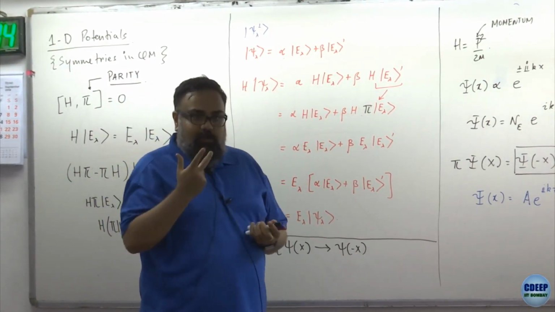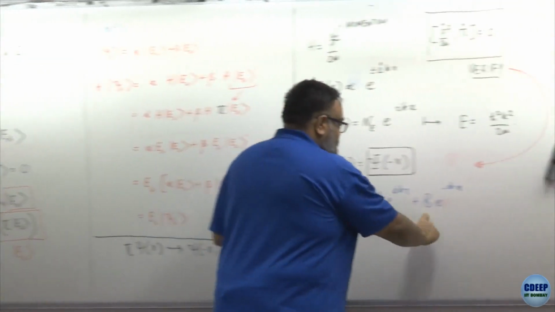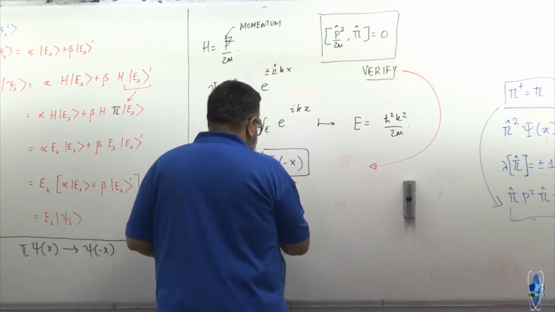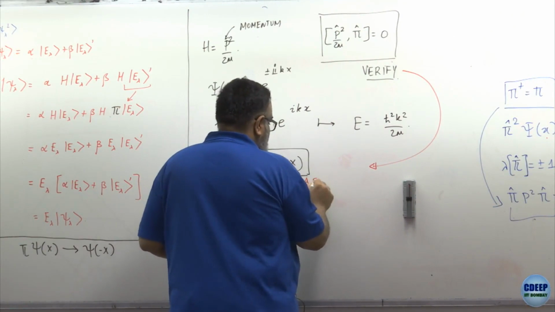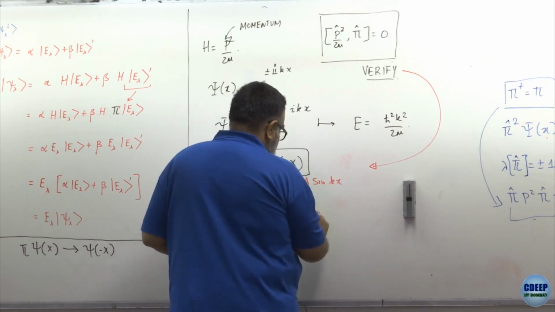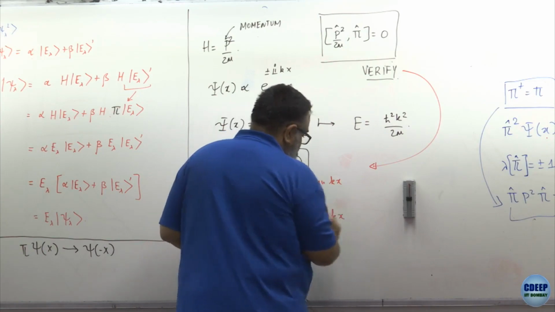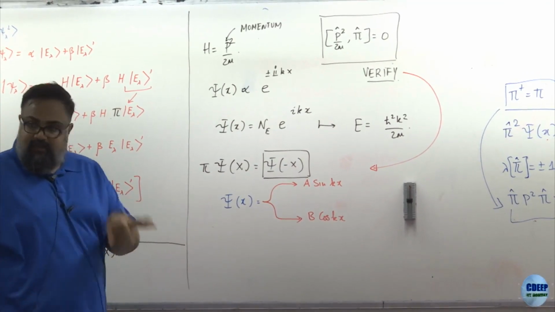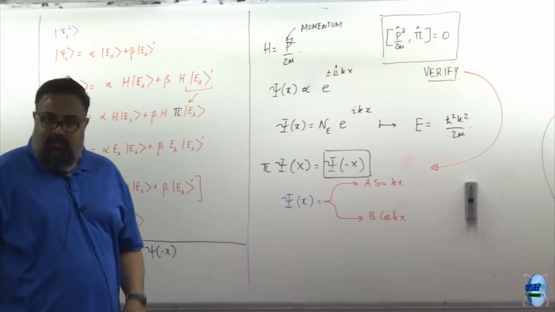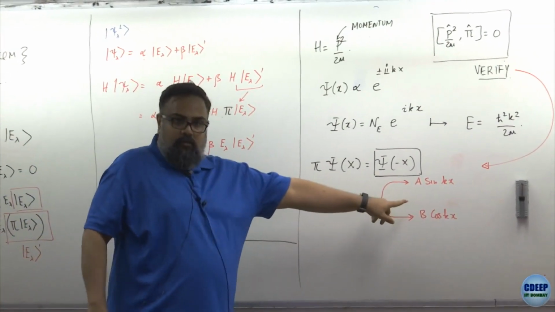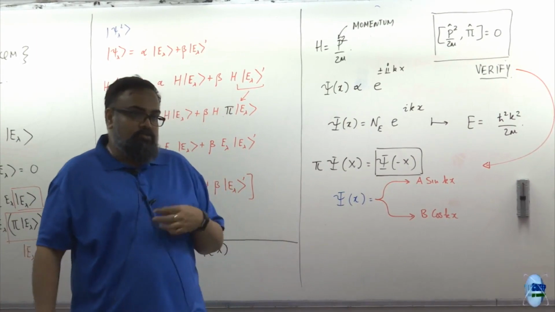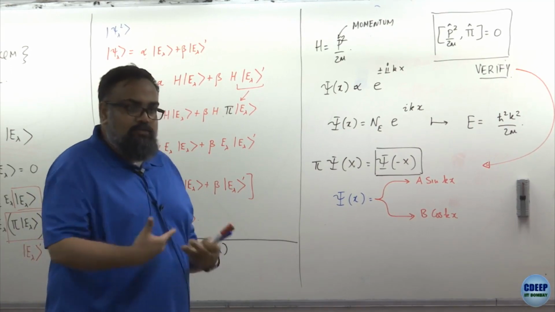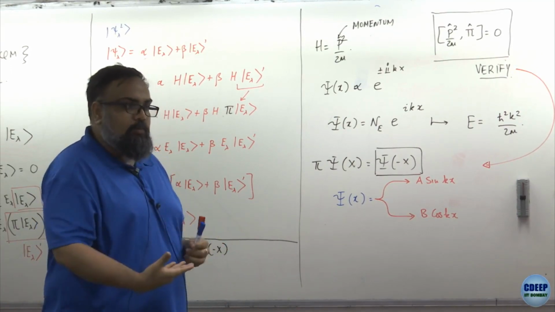But look at the sensible states that you can pick. If instead of writing it this way, I had written my wave function as A sine kx and B cosine kx, then they have definite parity. Not only are these the eigenstates of the Hamiltonian, they're simultaneous parity eigenstates. And this is the way in which you should organize your states, which actually makes the most sense because it's the way in which the symmetries of the problem are most apparent.